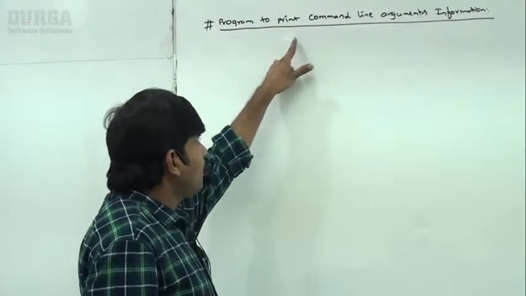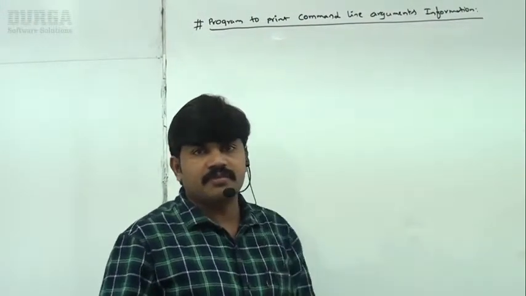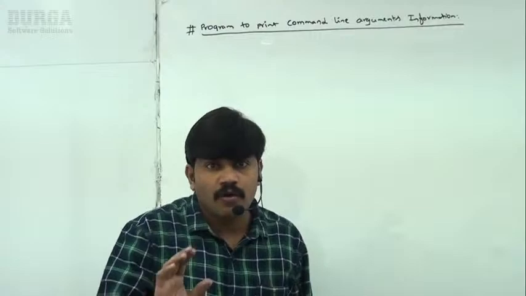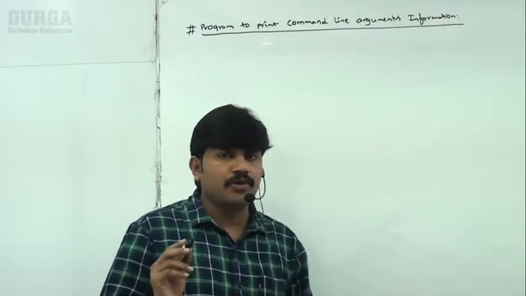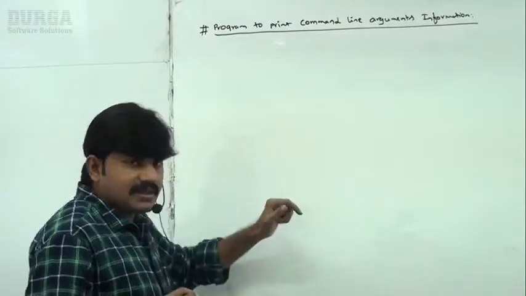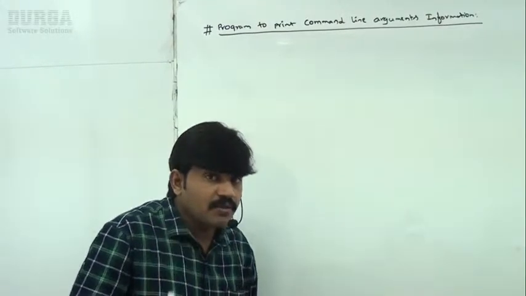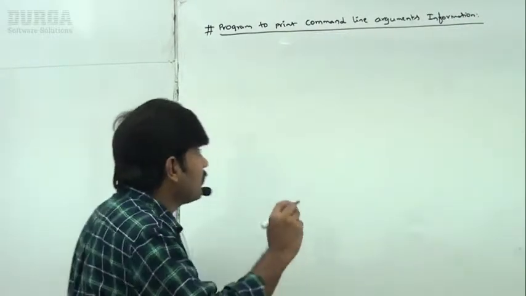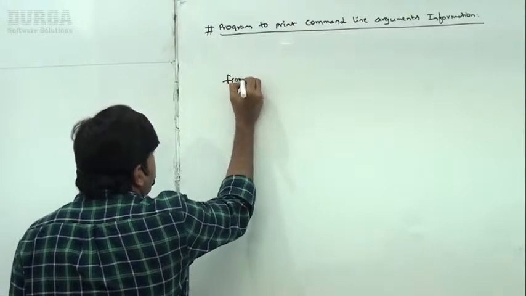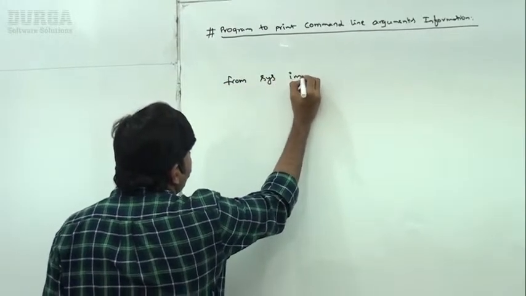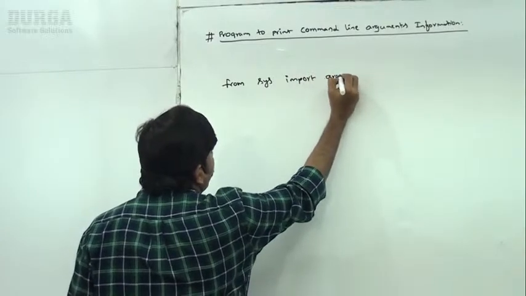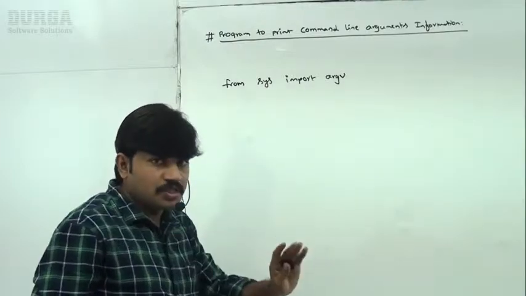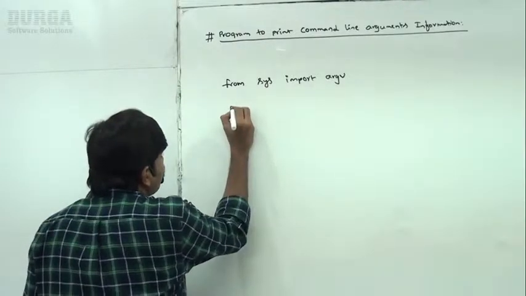A program to print the command line arguments information: how many command line arguments are there, and the total list, and how you are going to print them one by one. A simple example I want to take. If you want to access command line arguments, we compulsorily need to import argv from which module? The sys module, right? So from sys module import argv. Can you please import argv from which module? Sys module, right?